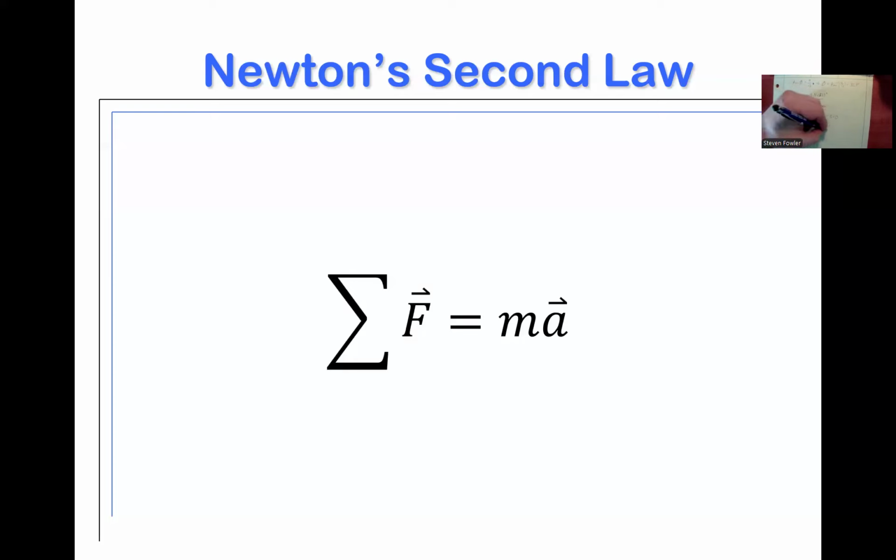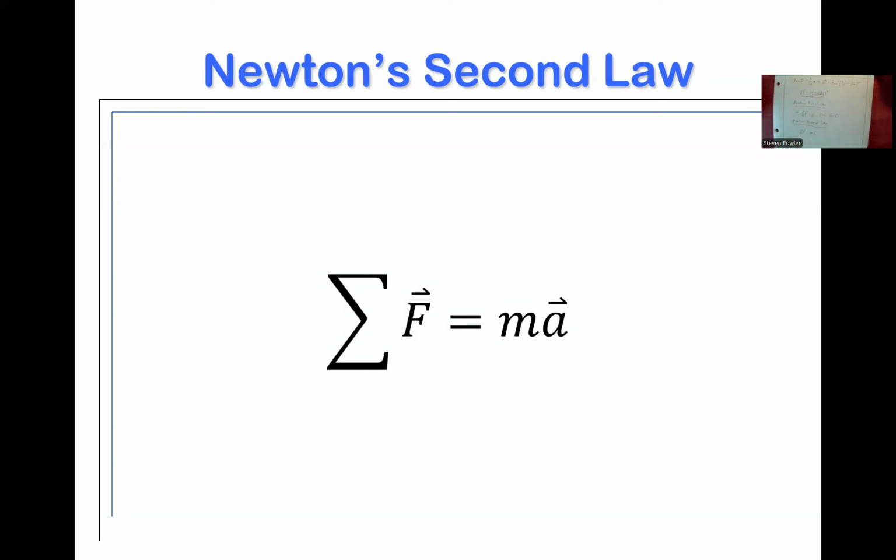I'm hoping you've written other stuff in your notes, but if you write nothing else, Newton's second law basically says that the net force, the resultant force, the total of all forces added together, causes acceleration in the amount of mass times acceleration.